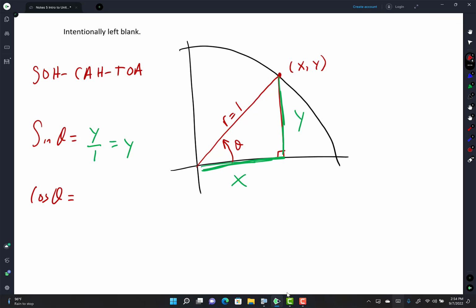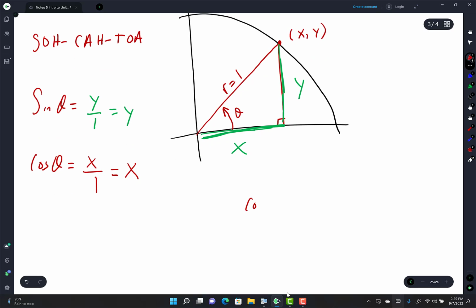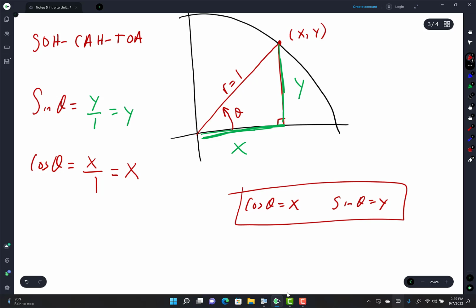Okay, and then cosine, I'll slow down. Cosine is adjacent over hypotenuse. Adjacent happens to be x. Hypotenuse happens to be 1. Because anything divided by 1 is itself, I can just say that cosine is just your x. Does that make sense? On the side, I'm going to write cosine theta is simply x, and sine theta is simply y. This is true as long as the radius is 1. And I'm going to put that in a nice little rectangle.